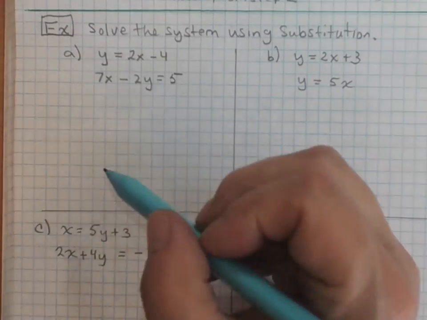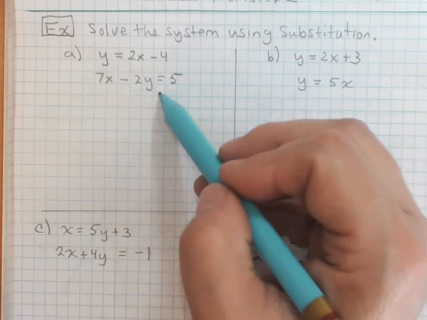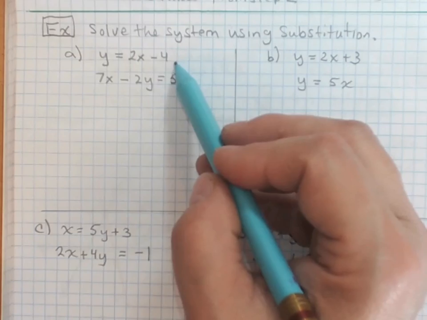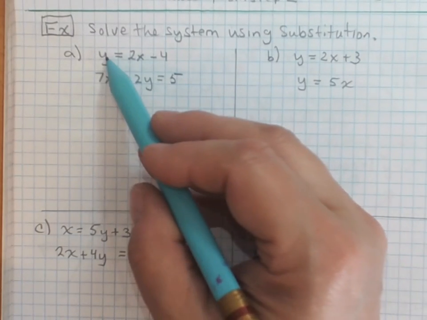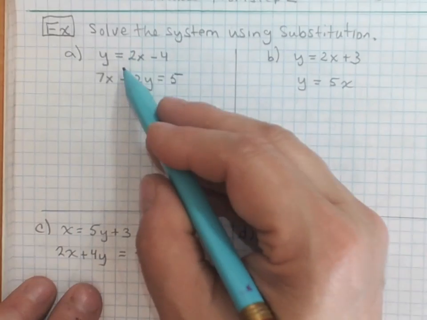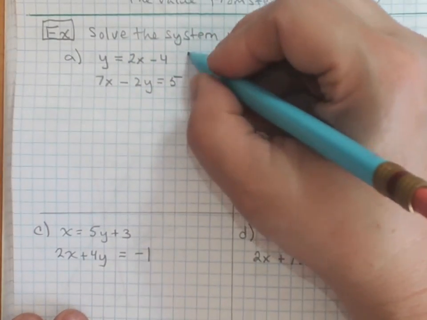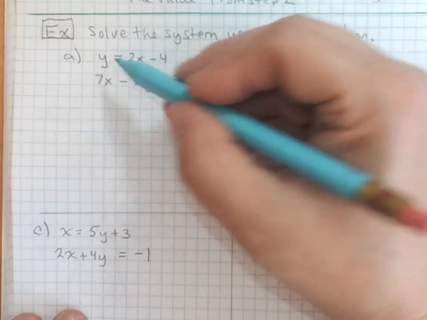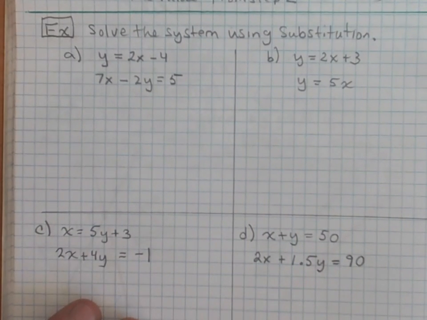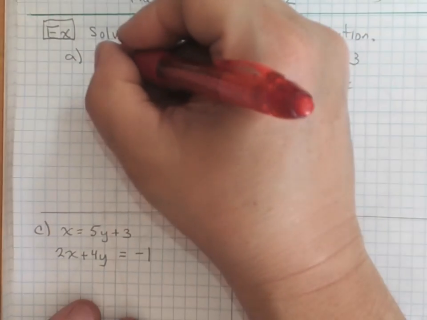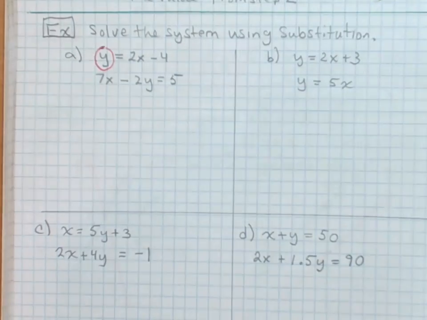So example A. Take a look at the two equations. I have slope-intercept form in the first one, the other one is standard form. The first one is solved for y, so y is isolated. That's the key here. So let's get in the habit: when you have a variable that is solved for, a good thing to do is to just circle it. That one's by itself.